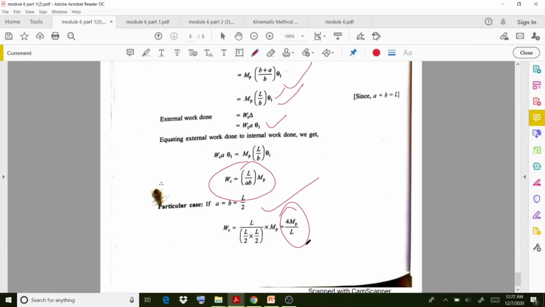So please compare this value with the case of the static method also, whether you got the same value or any change in that value. Okay, so that's the case related to the simply supported beam with a point load acting.